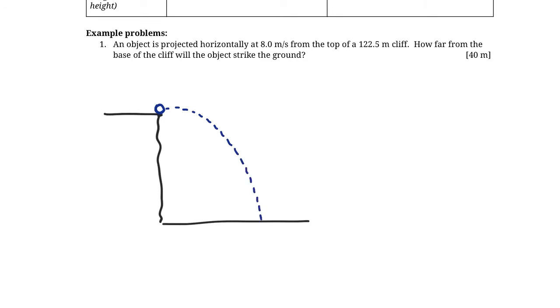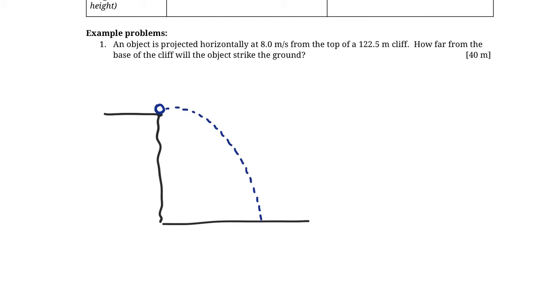An object is projected horizontally from the top of a cliff. How far from the base of the cliff will the object strike the ground? So let's draw a cliff. Let's assume it sort of goes straight down like that. And then the bottom of the cliff like that. So we have an object that is projected horizontally. So if it starts up here, let's just draw it like a ball. It's projected horizontally. It's probably going to follow some sort of path like that, right? We can assume it looks something like that. It's sort of like half a parabola in this case.